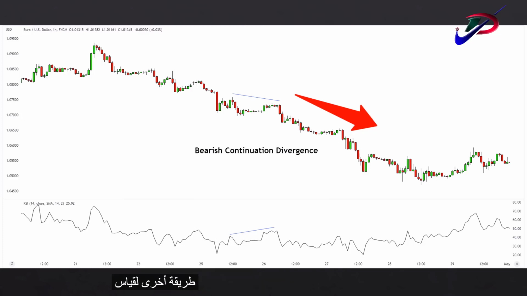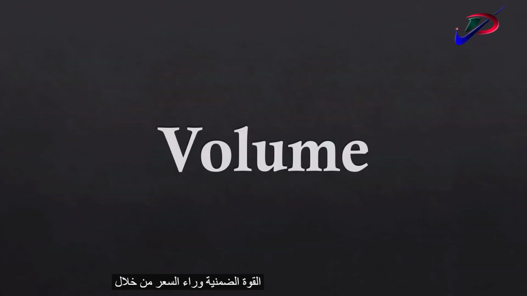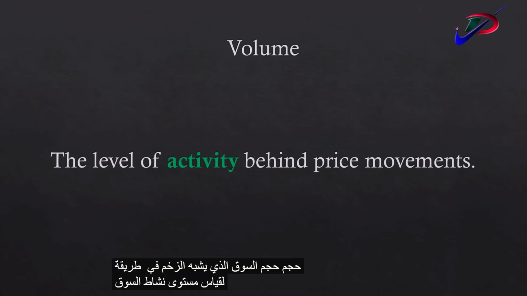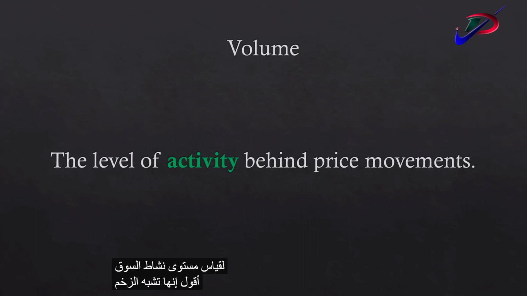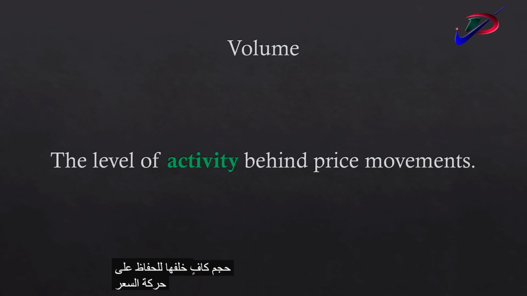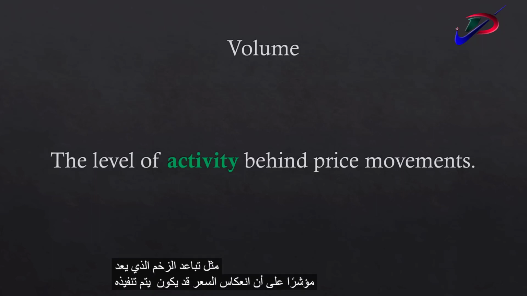Another way of measuring the implicit force behind price is through market volume. Volume is similar to momentum in a way. It measures the level of market activity. I say that it's similar to momentum because sometimes a price movement will appear to be strong, but there is not enough volume behind it to sustain the price movement. Like momentum divergence, that is an indication that price reversal might be underway.